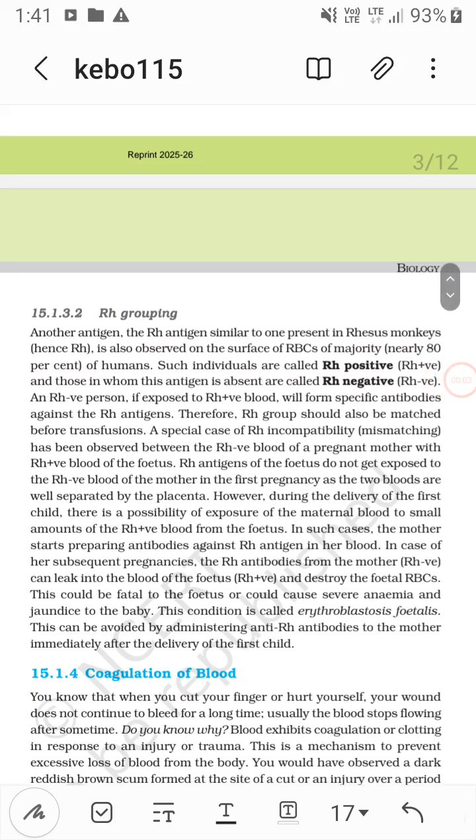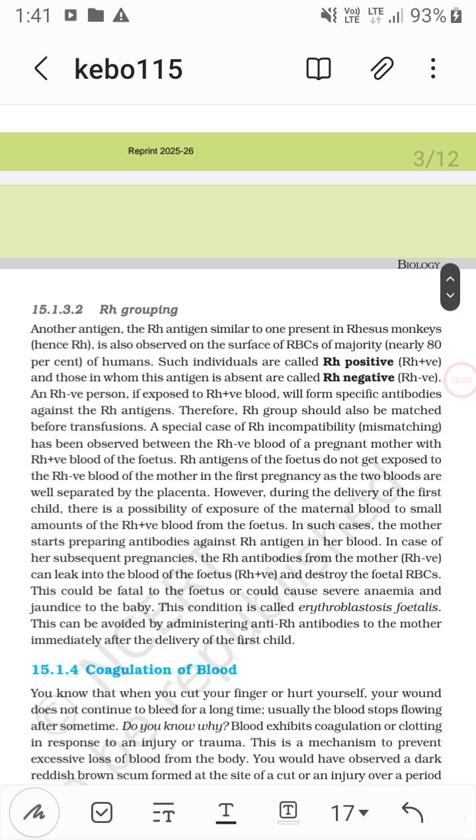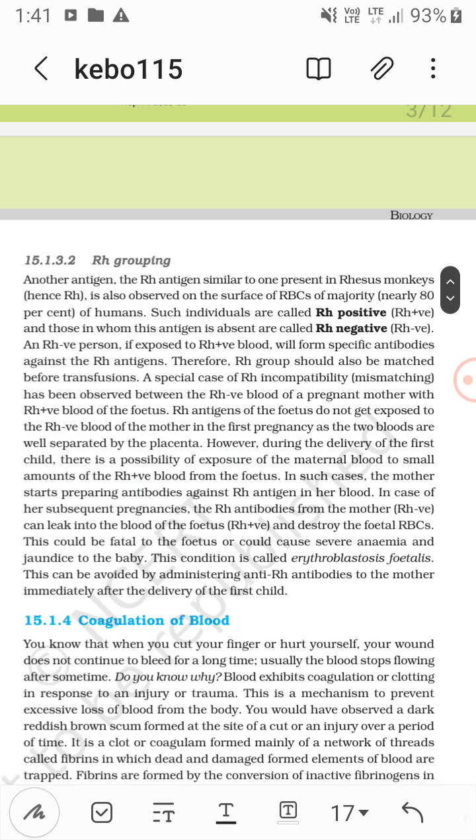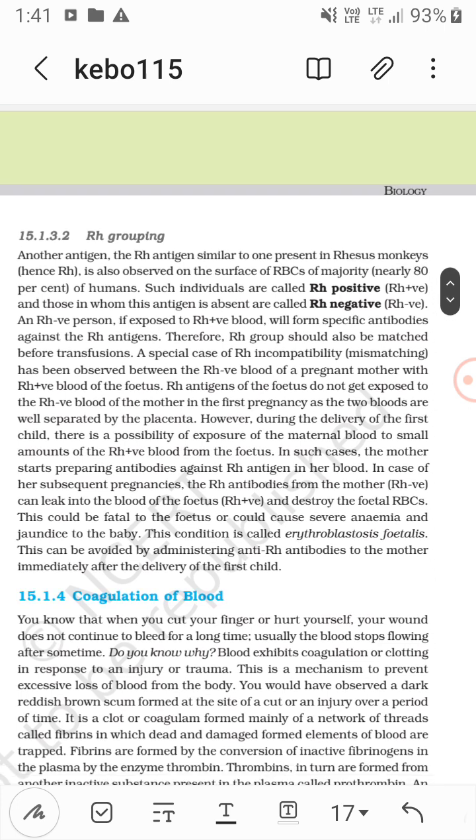So the Rh grouping is first seen in the rhesus monkey, and it is present in the majority of RBCs, that is 80% of humans. So Rh positive, Rh negative. An Rh negative person, if exposed to Rh positive blood, will form specific antibodies against the Rh antigens. Therefore, Rh group should also be matched before transfusion.